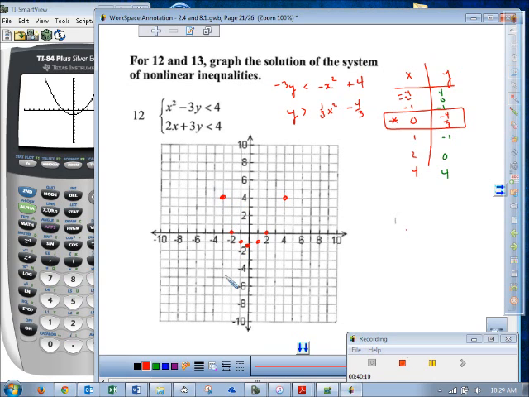The thing is, it's just like with our solid line or dashed line when we're graphing a parabola. This is a greater than, which does not have an equal to bar, so you connect these together with a dashed parabola instead of a solid parabola.